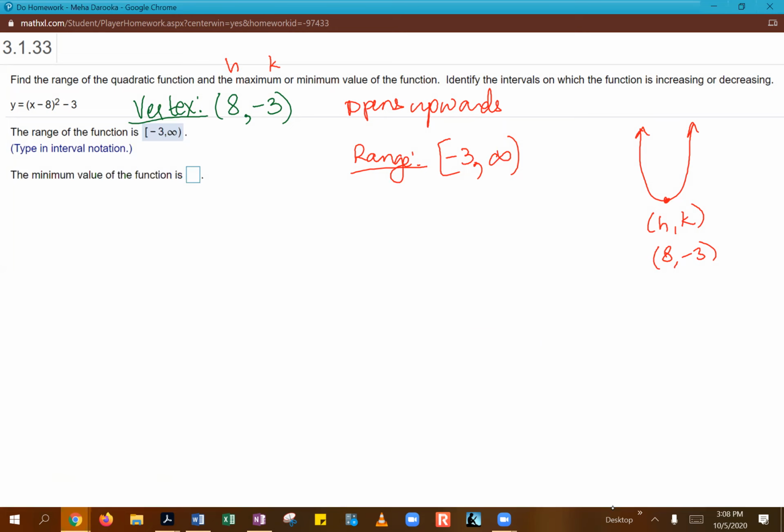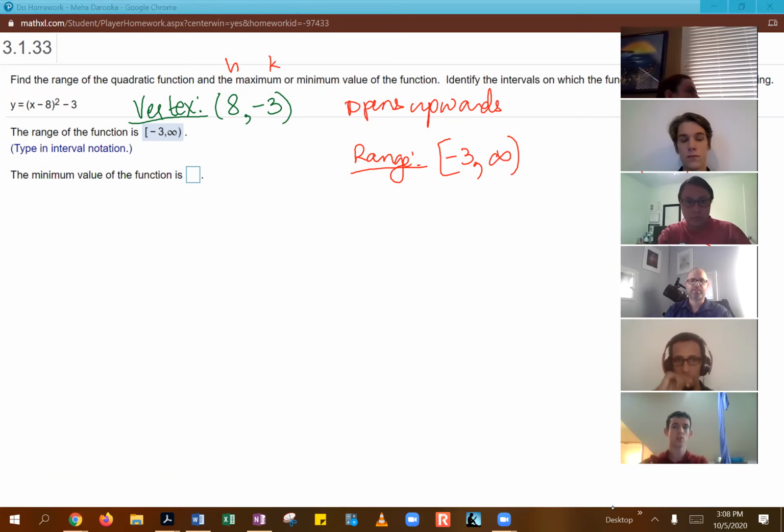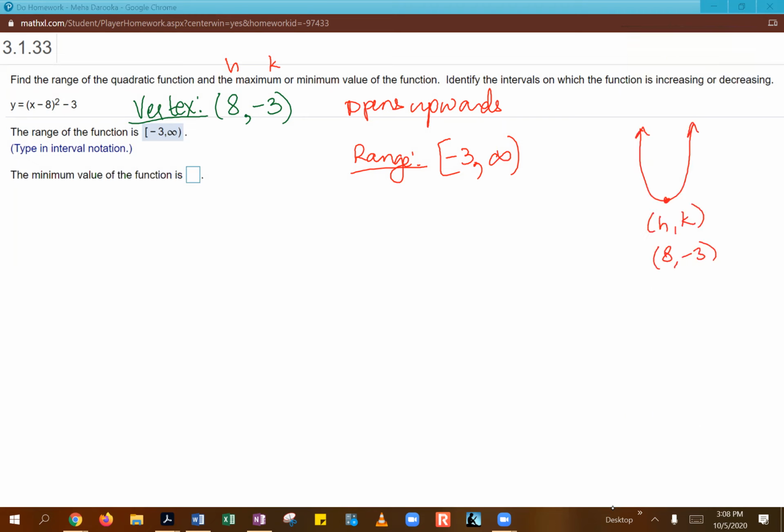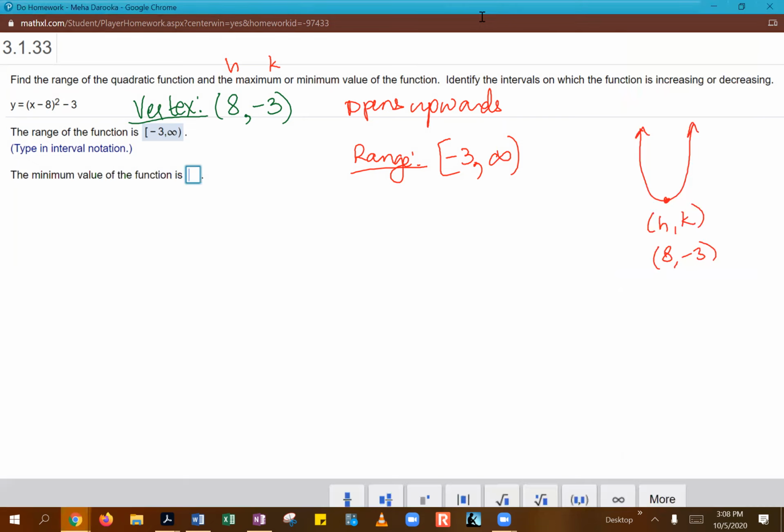What's the minimum value for this function? It's always k. It's always that second coordinate from your vertex. Very nice. So it is going to be negative 3. That's our minimum value. Please check that.